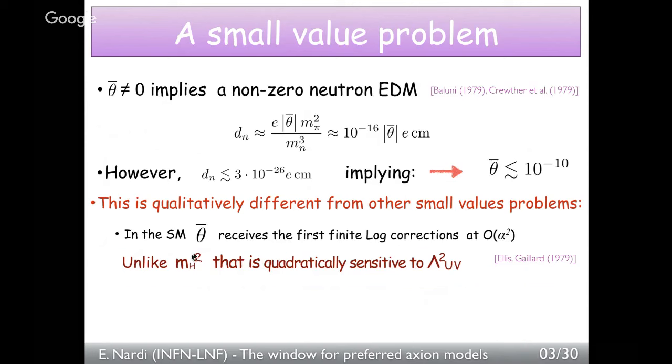This is unlike m_H squared, which is quadratically sensitive to a cutoff scale. And it is a very small number if you consider it on the scale of the Planck scale.